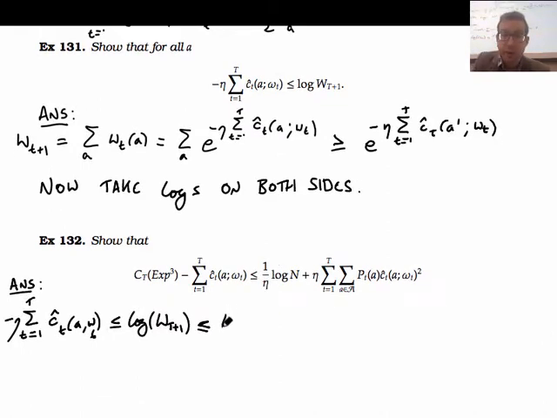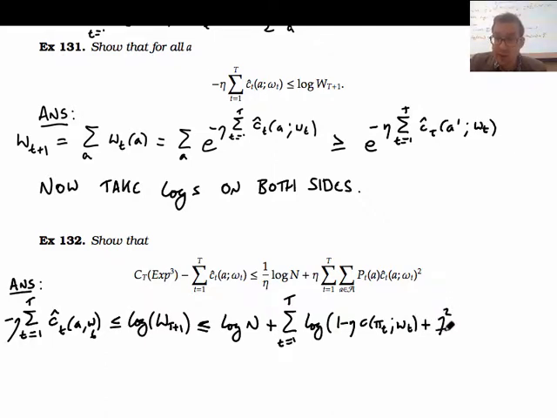So this is going to be less than log of n, which is the first term in that product, plus the sum of t equals 1 to T of log of the thing that was inside the product: 1 minus eta times the cost of following policy pi_t at time t times omega_t, plus eta squared divided by 2, times the sum over the actions a of p_t(a) c-hat_t(a, omega_t) squared. And it's all inside the logarithm, so I've got brackets there.